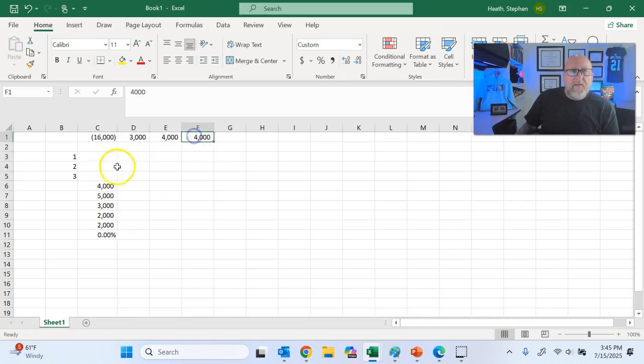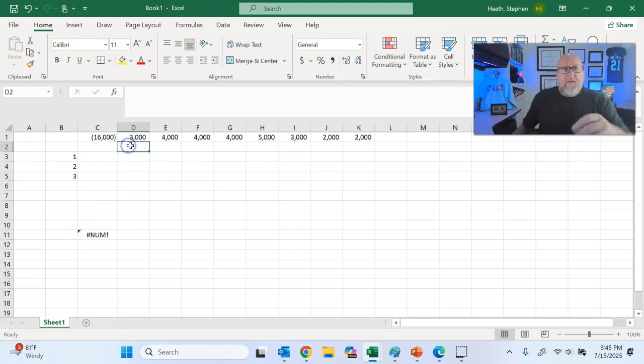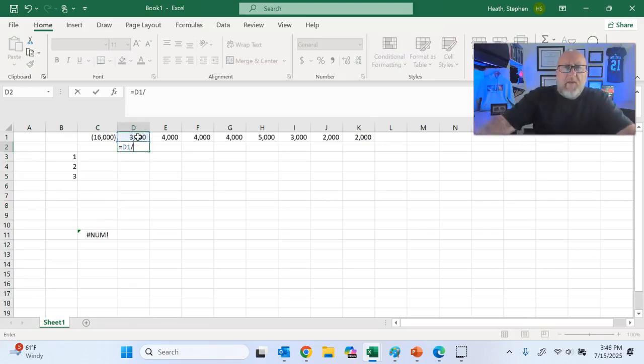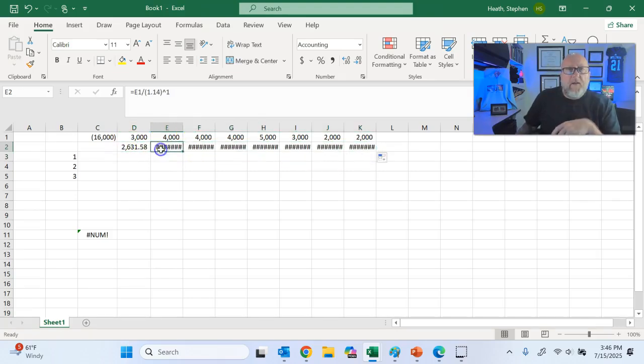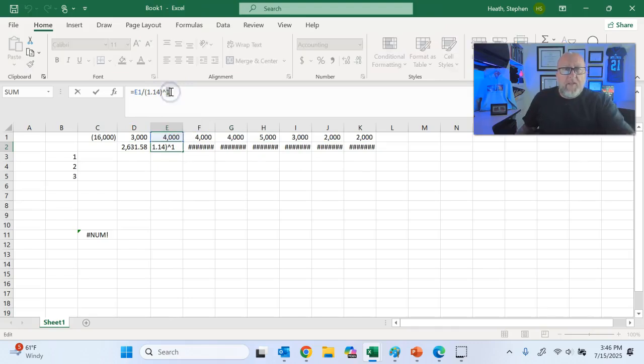So if I were to take all of these and discount them at 14%, then I would come up with roughly 16,000. I'm going to do that for you right now. So this would be equals the cash flow divided by 1.14 raised to the first power. And I'm getting a present value of 2,631.